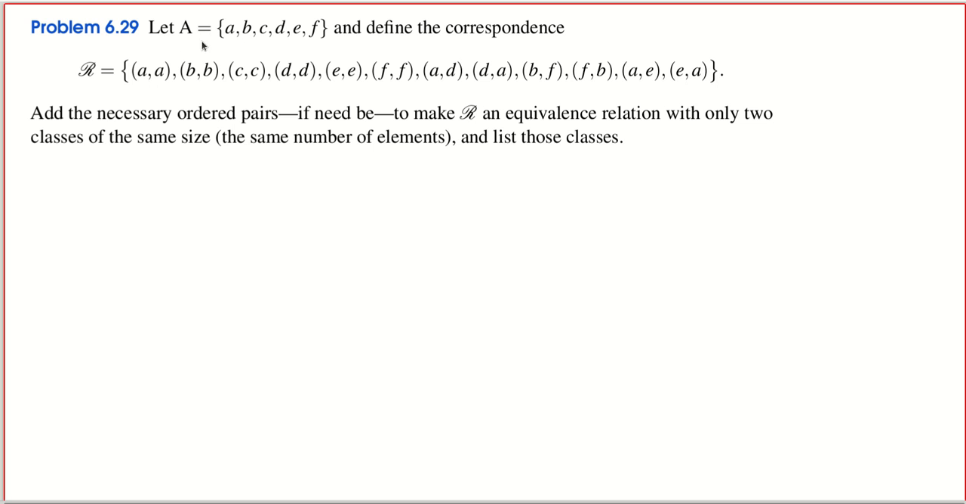Here we are with this set with 6 elements, and on this set there is a correspondence defined like this. So this list of pairs defines the correspondence R. The question we have to address is whether this is already an equivalence relation or not, and if not, we have to include as many pairs as necessary to make it. And not only that, we have to add as many pairs as necessary to make an equivalence relation with only 2 equivalence classes of the same size, and we have to list those classes.